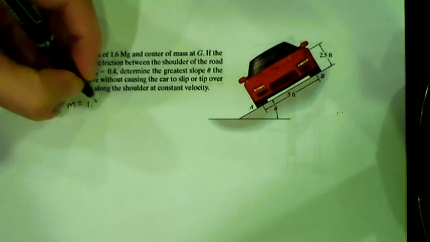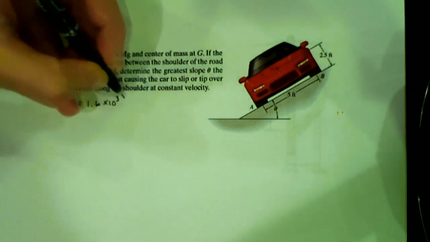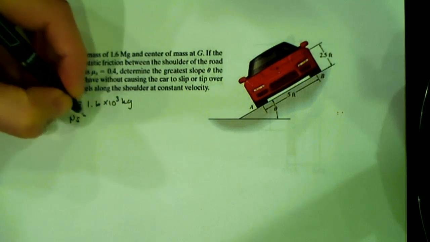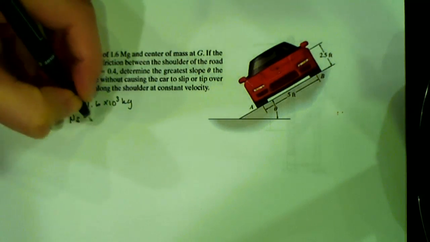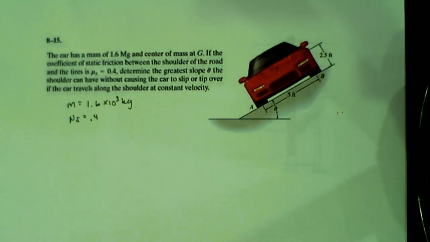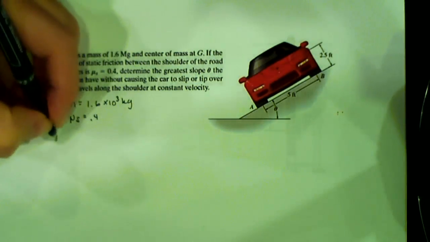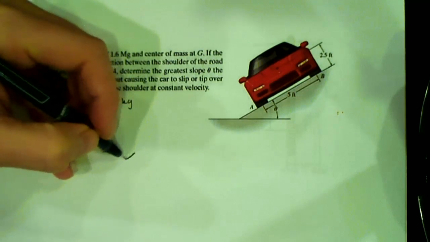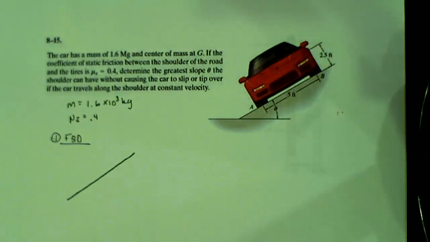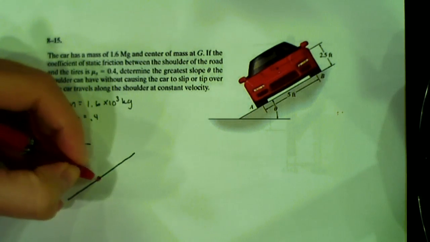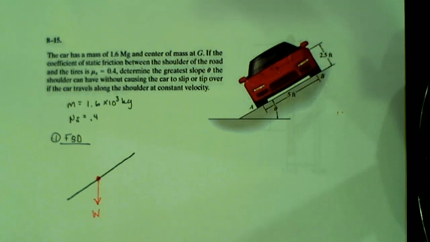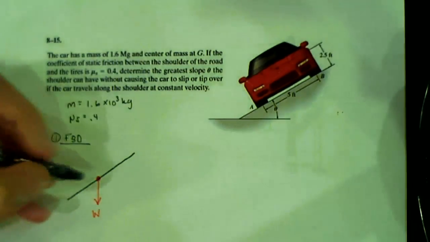Good, 10 to the 3. So we have 1.6 times 10 to the 3 kilograms. And just for the sake of having it down, we know that the static coefficient of friction for this is 0.4. So we're going to draw our free body diagram. I know that at my center at G, that's where I have the weight of the car.